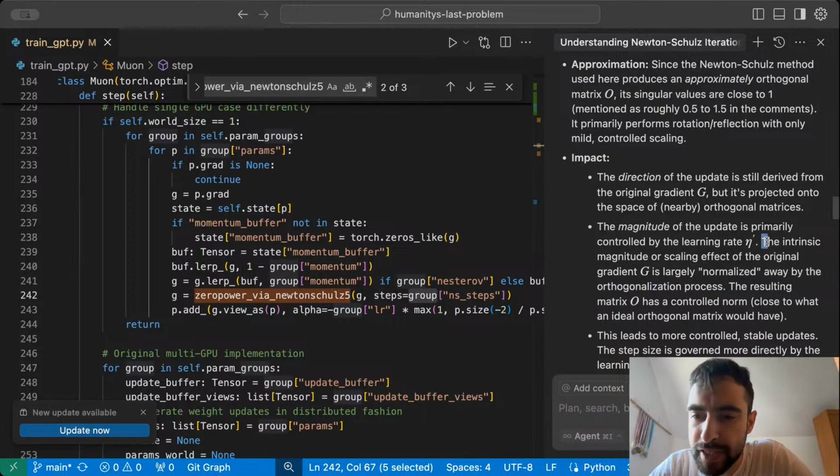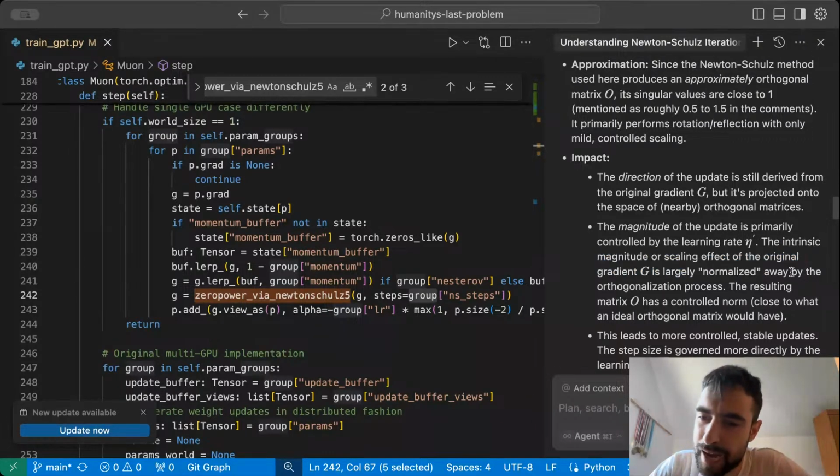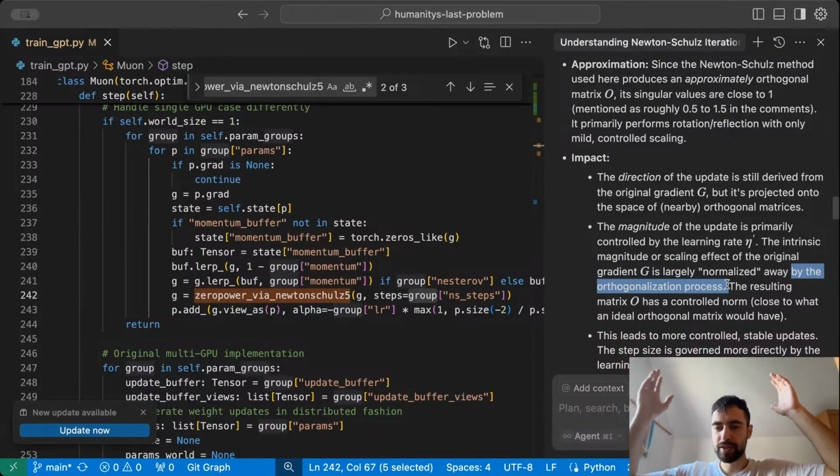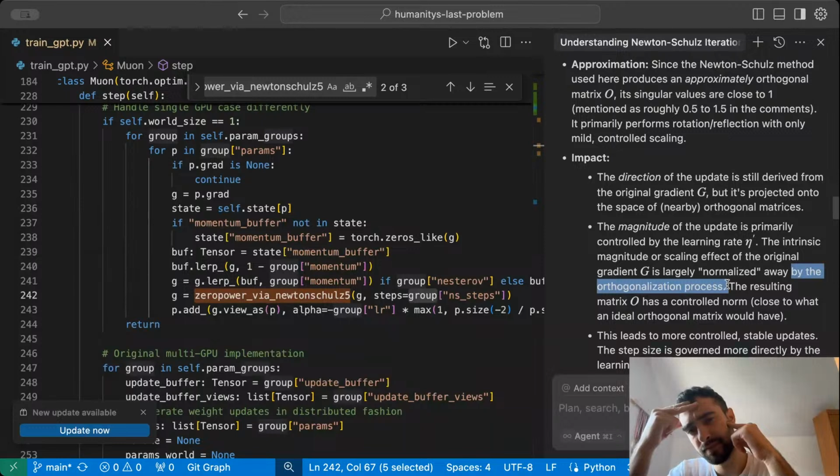Wait. The intrinsic magnitude or scaling effect of the original gradient G is largely normalized away by the orthogonalization. Why do you want it to be normalized away? I thought the steeper the slope, the more you want to update, the bigger step you want to make.